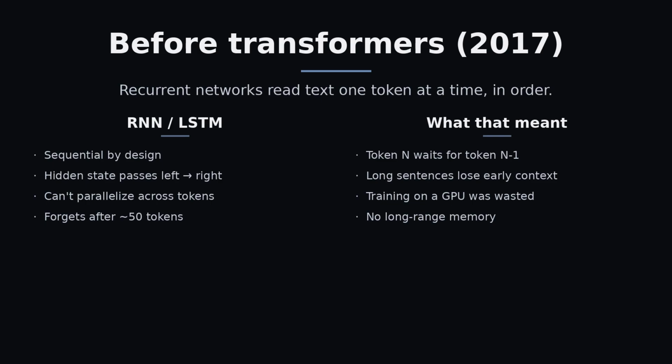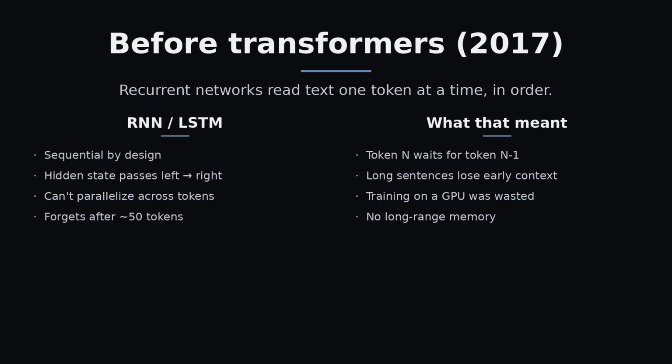Before 2017, the standard architecture for language was a recurrent neural network. RNNs and their cousin LSTMs read text one token at a time, left to right, carrying a hidden state forward. The problem was structural. Token 100 had to wait for tokens 1 through 99 to finish before it could even start. You couldn't parallelize across the sentence, which meant training on a GPU mostly wasted the GPU, and the hidden state forgot. By the time you reached the end of a paragraph, the early context was gone.